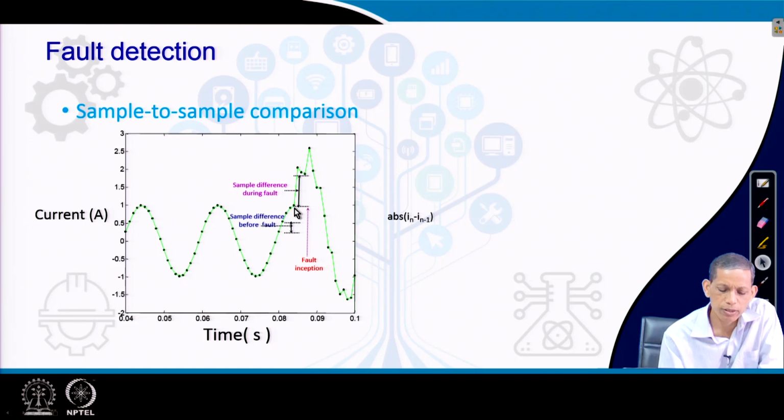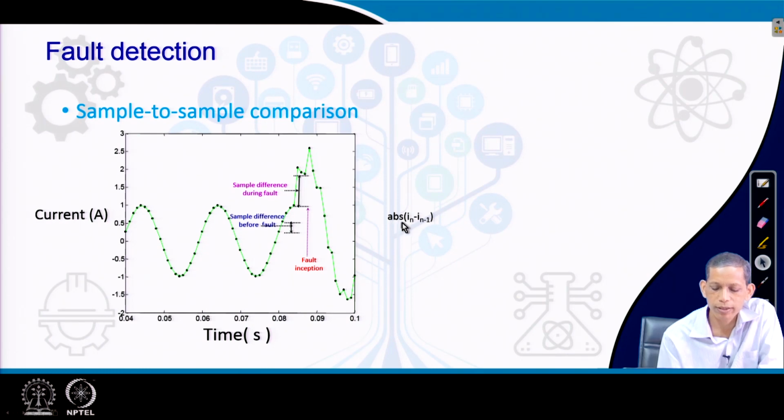So, here the fault is incepted, and if you see the next sample, the corresponding jump in current is very large, whereas between two consecutive samples before the fault, the current change is smaller. Going by that principle, this is called a sample to sample comparison.